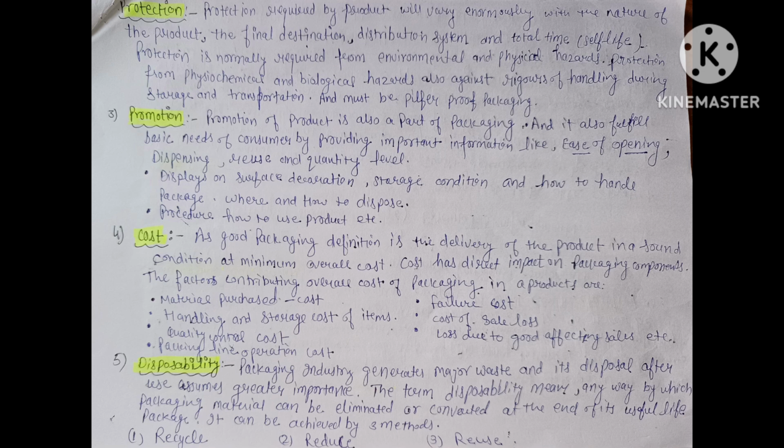Then its fifth function is disposability. Packaging industry generates major waste and its disposal after use assumes greater importance. The term disposability means any way by which packaging material can be eliminated or converted at the end of its useful life. It can be achieved by three methods, as everybody has heard about the 3 R's: recycle, reuse, reduce.